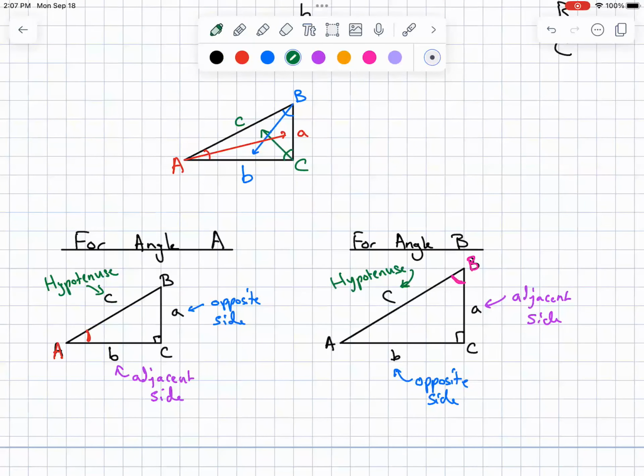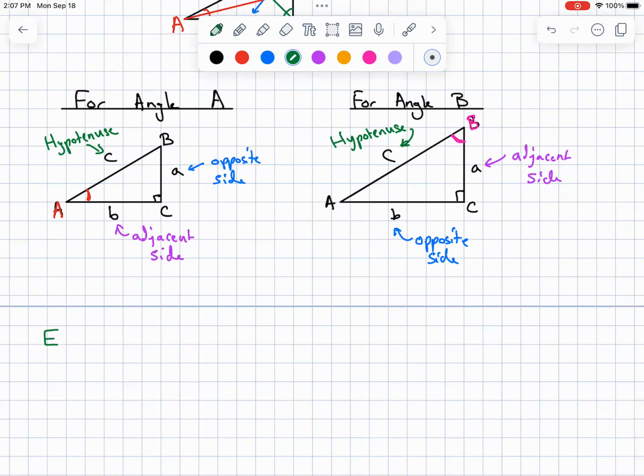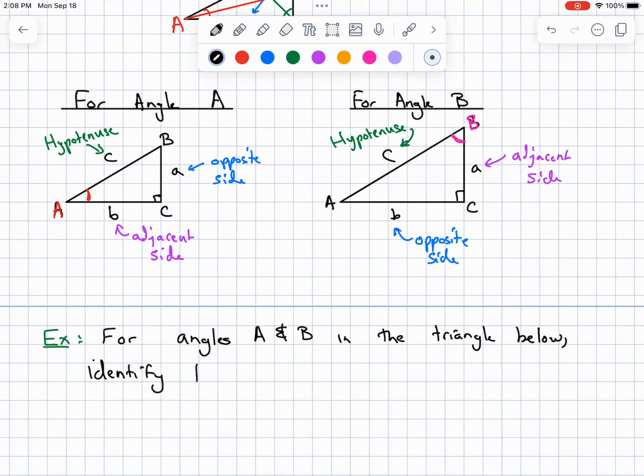So, an example. For angles A and B in the triangle below, identify their opposite and adjacent sides.